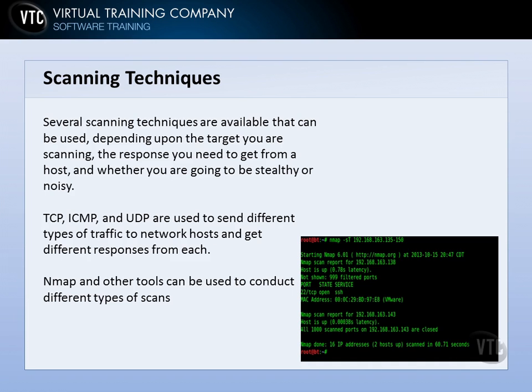Now, TCP, ICMP, and UDP are really the three things that we use to send different types of traffic to network hosts and get different responses from each one of them. And over the next 2 or 3 sessions, we're going to look at examples of each type of scan and tell you a little bit about each type. Obviously, you need to practice each type, and you can use Nmap to do that or some of the other scanning tools out there. Nmap and just about any other tool that claims to be a scanner can be used to conduct the different types of scans, although definitely I would go with Nmap when possible.